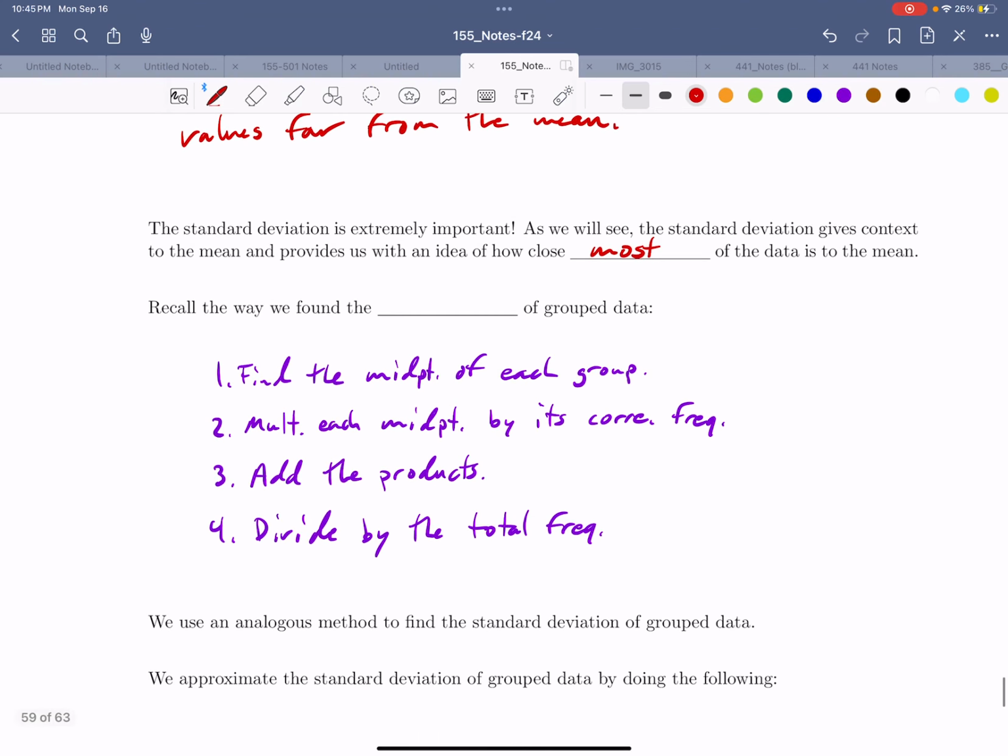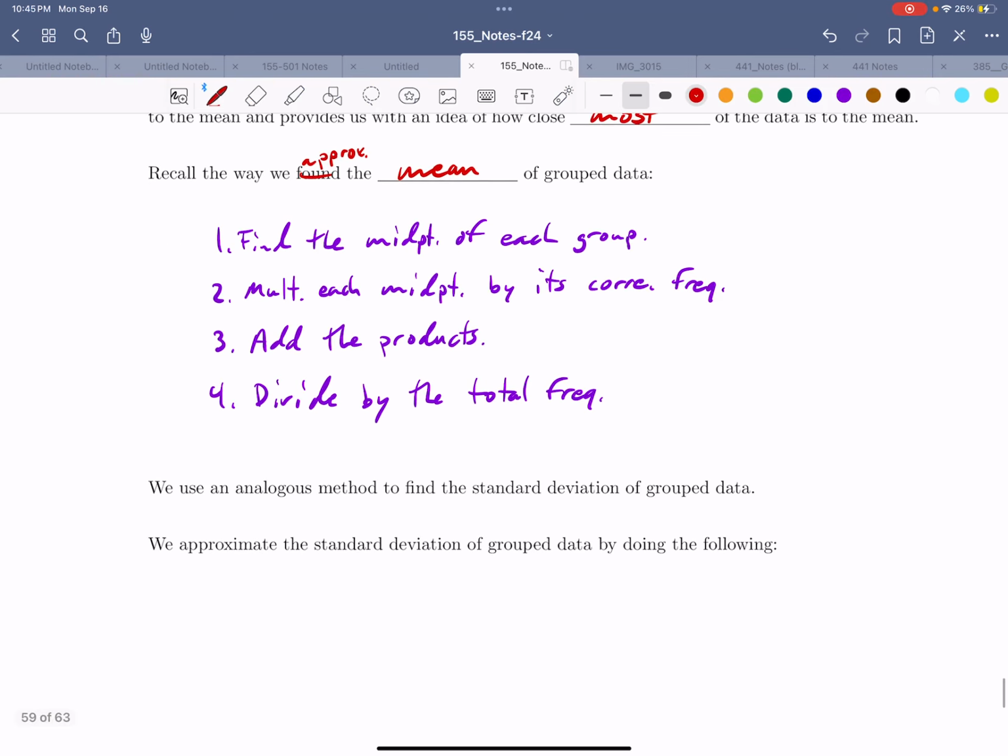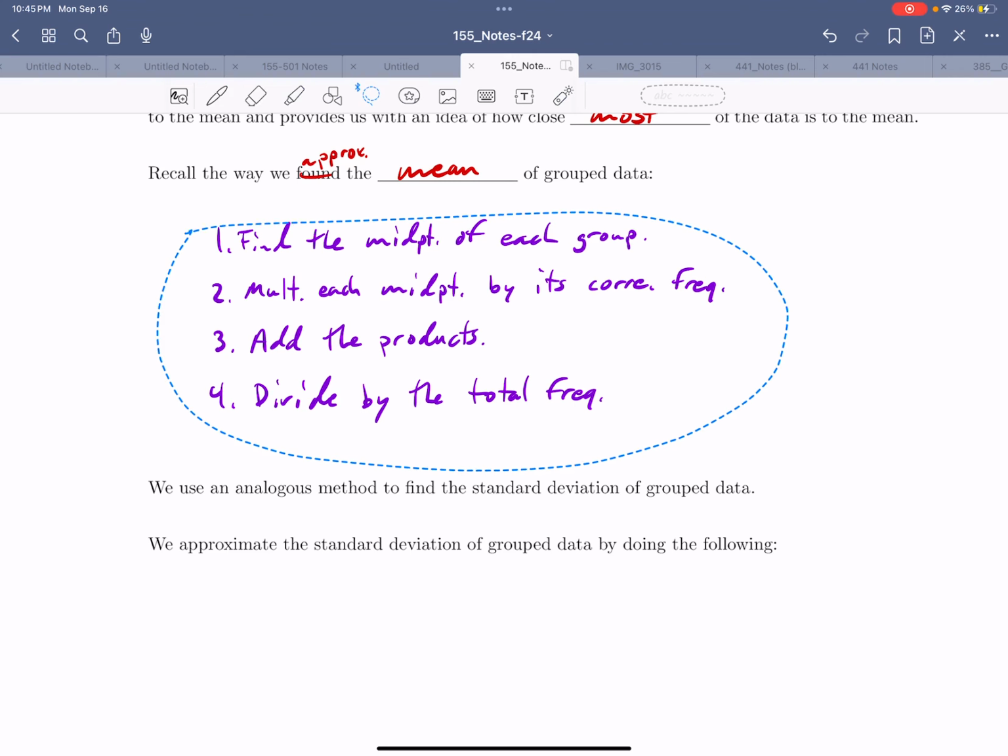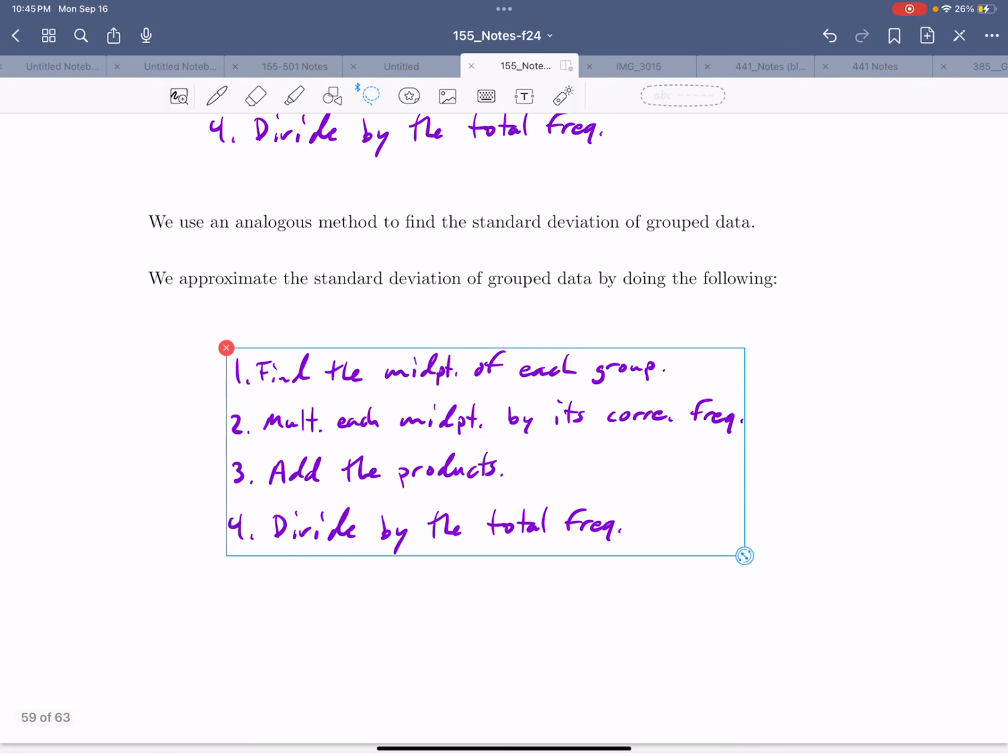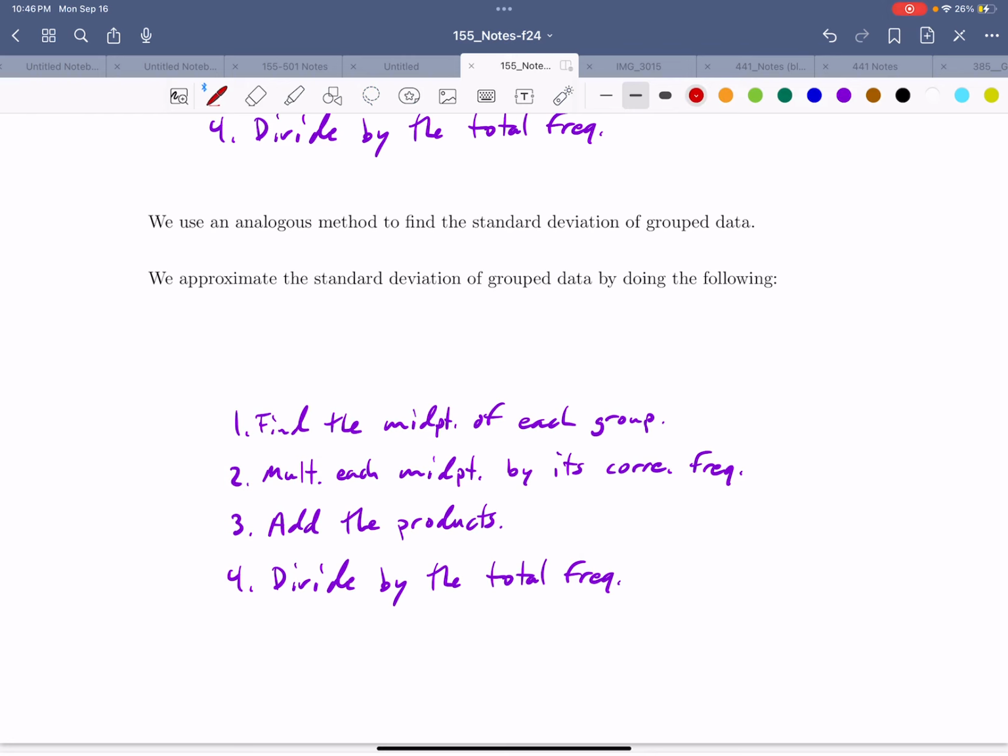So now we're just going to take a little bit of a detour. Remember the way that we approximated the mean? I said we found. Really, we approximated the mean of grouped data. Remember we did this last video or 2 videos ago, right? I think it was last video, right? Well, for the standard deviation, we want to be able to approximate the standard deviation of grouped data. And it's basically the same thing. Or I should say the same process, you know. A couple extra steps here.